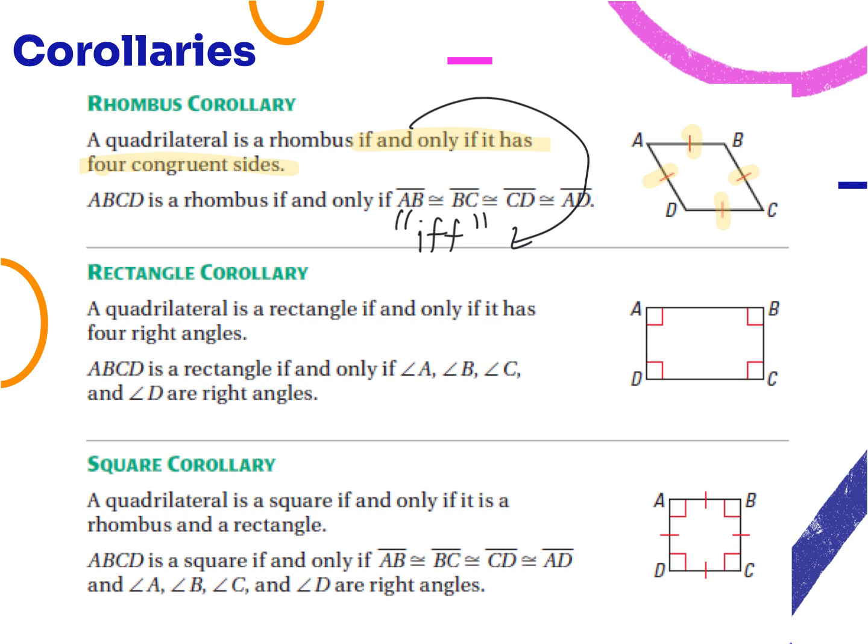Looking at the next one, I have the rectangle corollary. A quadrilateral is a rectangle if and only if it has 4 right angles. So these are what make it up. And then I have the square corollary: a quadrilateral is a square if and only if it is a rhombus and a rectangle, so it has both 90-degree angles and all congruent sides. All the sides are the same. So these are properties that you have to remember.